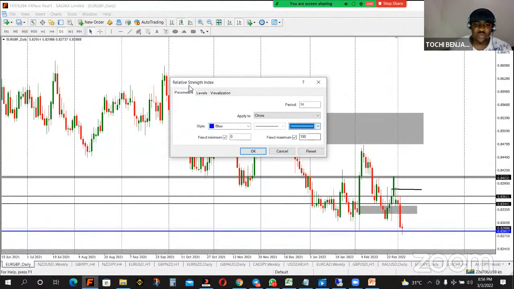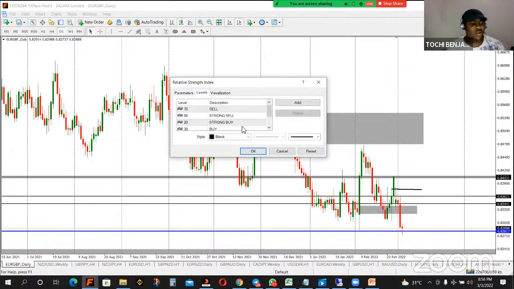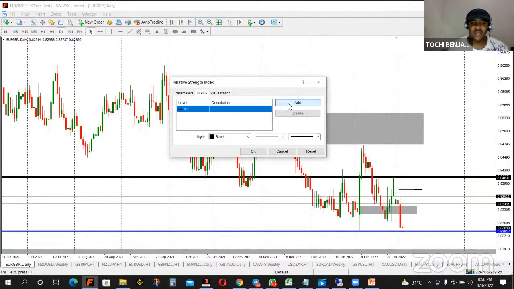Now you go to levels. On these levels, I want to remove some of these things so that we can proceed. I want to remove these levels. On your own chart, on your laptop as we speak, you will see only levels 30 and 70.